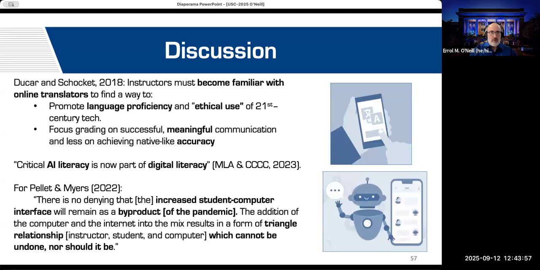And I like this quote from Paulette and Myers: there's no denying that the increased student-computer interface will remain as a byproduct of the pandemic. The addition of the computer and the internet into the mix results in a form of triangle relationship, instructor, student, and computer, which cannot be undone, nor should it be. So we're not going to get rid of computers or chatbots anytime soon. My approach is that it's good to try to use it in a positive and responsible way with our students as we can.